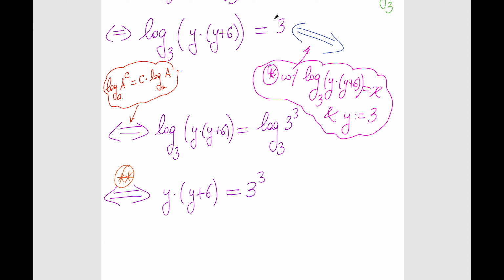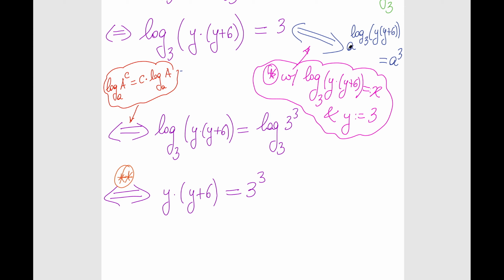Correct? So by asterisk I can rewrite this as a to the power log base 3 of y times y plus 6 is equal to, sorry about this little mess here, but you got the concept, a to the power 3. Correct? And the question is, remember, I have the choice of a. A can be any number as long as this number is positive and different than 1.